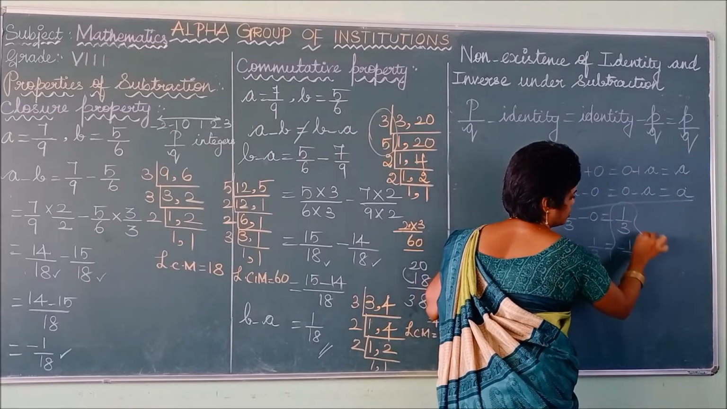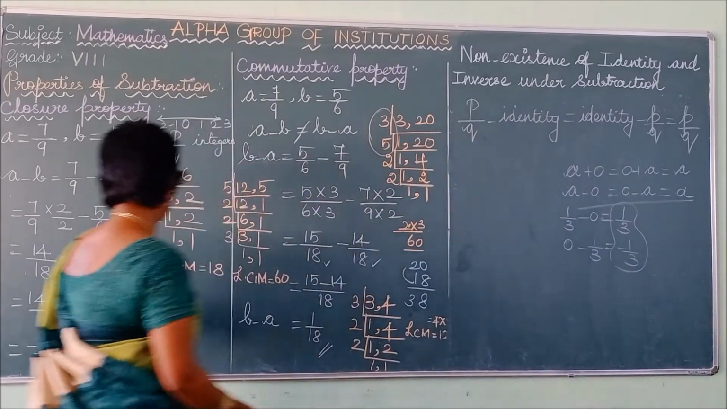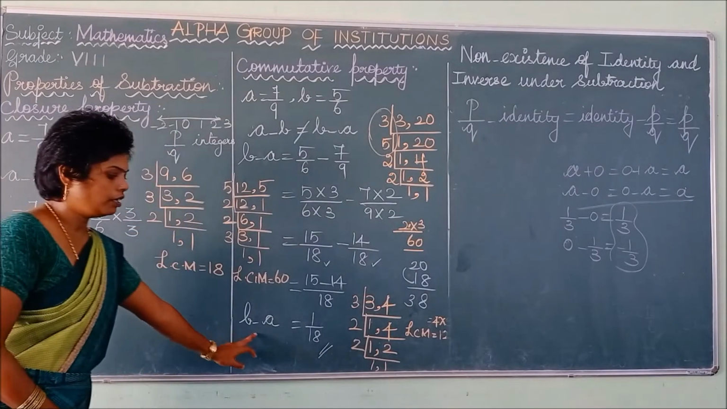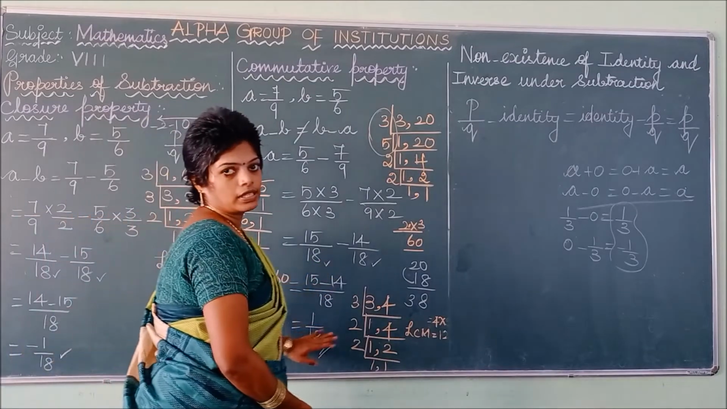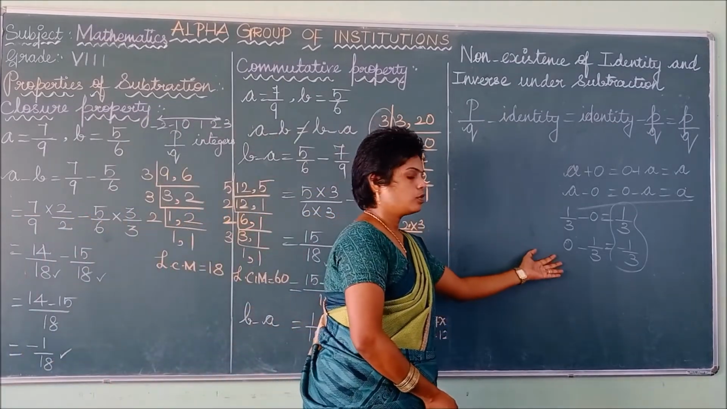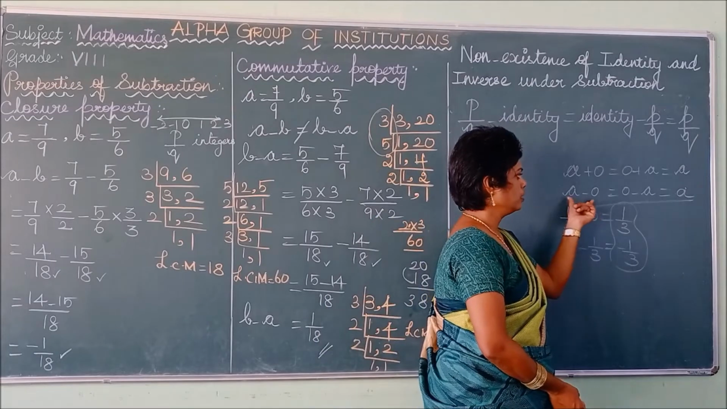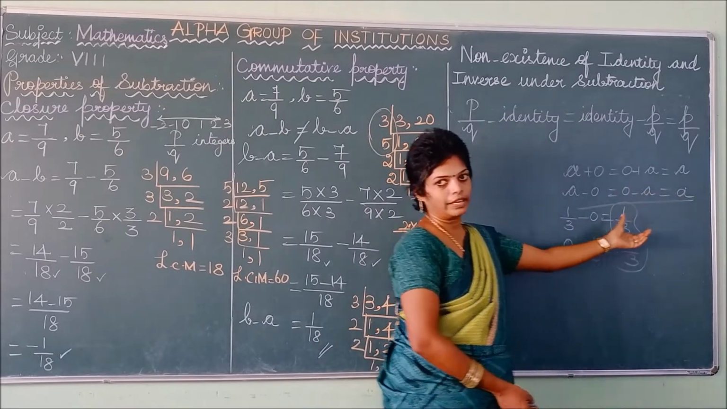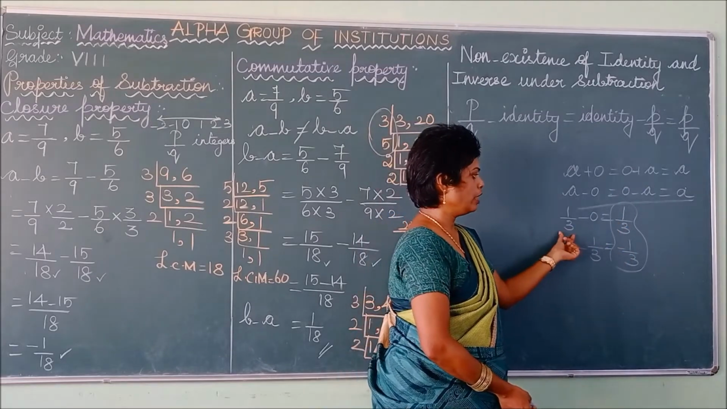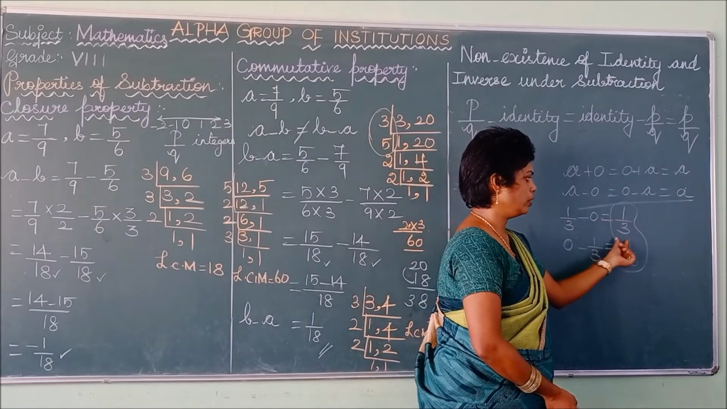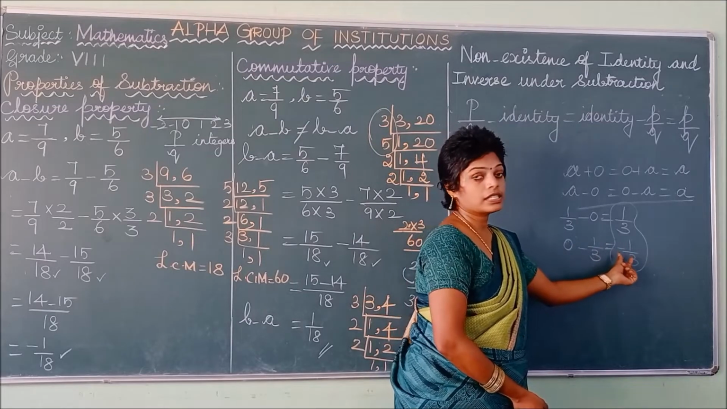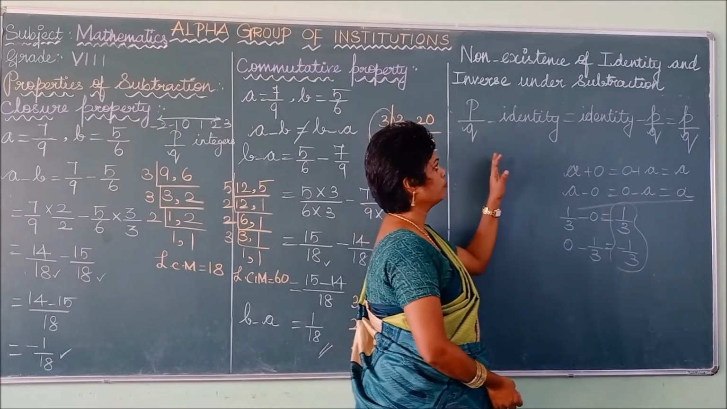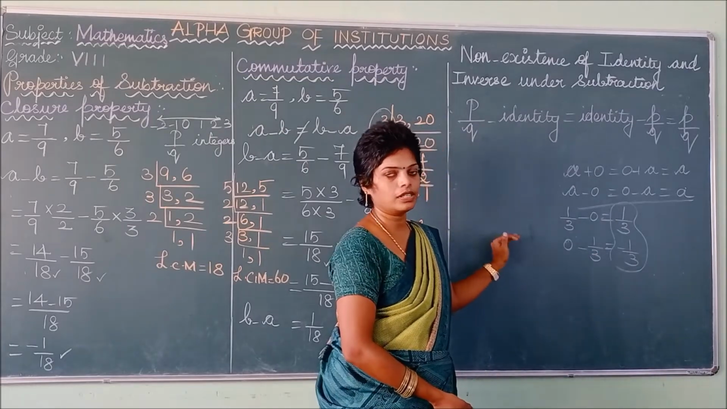If we can say these are equal... but we already saw in the commutative property that a minus b is not equal to b minus a. So using this condition, we can say this is also not satisfied. What is the result? a minus 0 and 0 minus a should both be a itself. If we take a as 1 by 3, 1 by 3 minus 0 is 1 by 3, and 0 minus 1 by 3 is negative 1 by 3. We can't say these both are the same. So the identity property is not satisfied for subtraction.